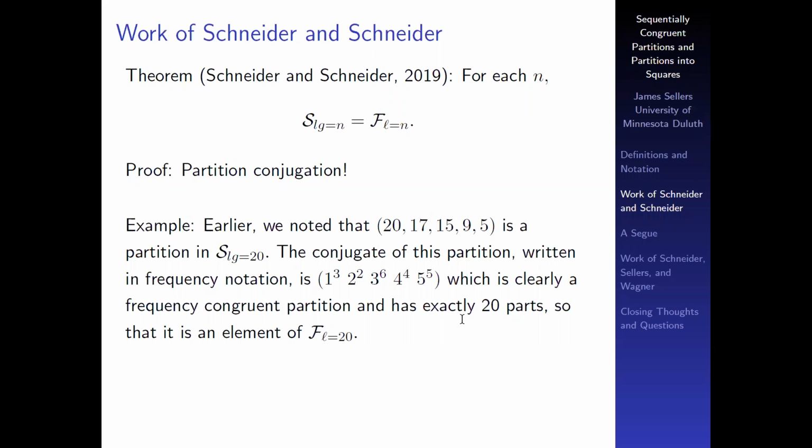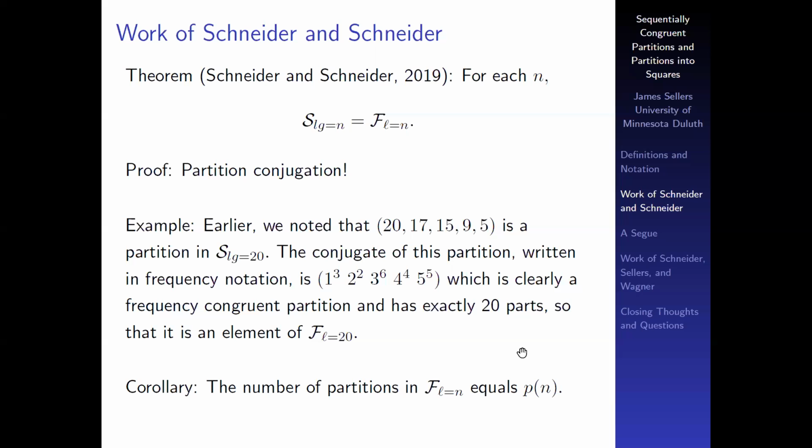So for example, I told you that 20, 17, 15, 9, 5 is in the set S sub LG equals 20. It's got largest part 20. When you conjugate that partition, you get 3 1s, 2 2s, 6 3s, 4 4s, and 5 5s. And you can see that each part divides its frequency, which is the superscript. And if you add the superscripts, you get exactly 20. So you have exactly 20 parts, or length equals 20. And so the new partition lives inside this set. And of course, the corollary means that capital F sub little l equals n is equal to P of n in cardinality as well.